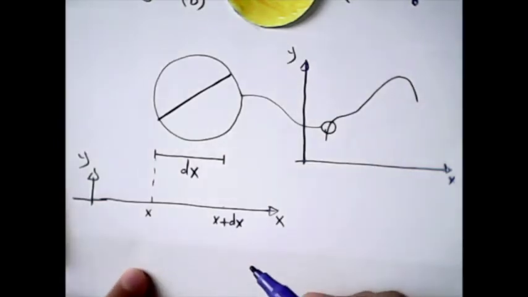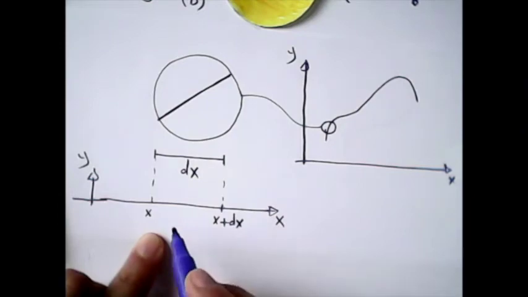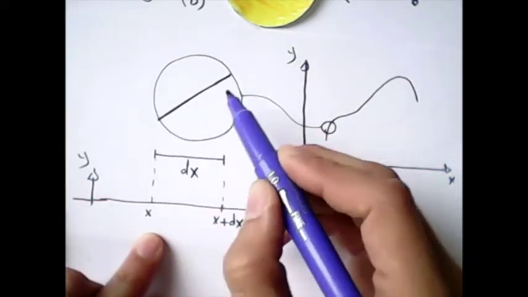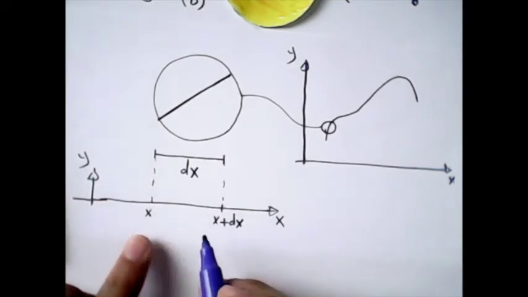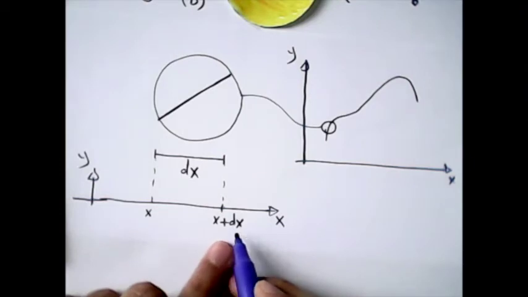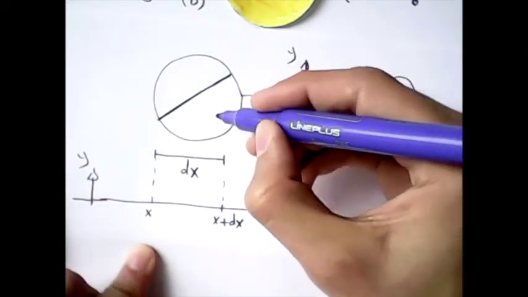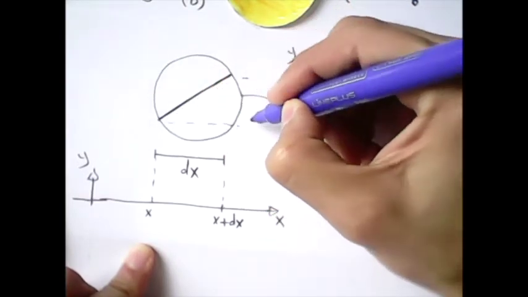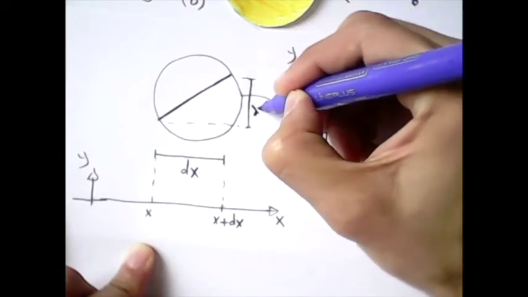Now let me ask the first question one more time, this time differently. The question is how much we go up the mountain, this is a part of the mountain, as we go from x, some point, to x plus dx. As we go infinitesimally forward, how much do we go up? The answer is this value, and I'm going to call it dy.